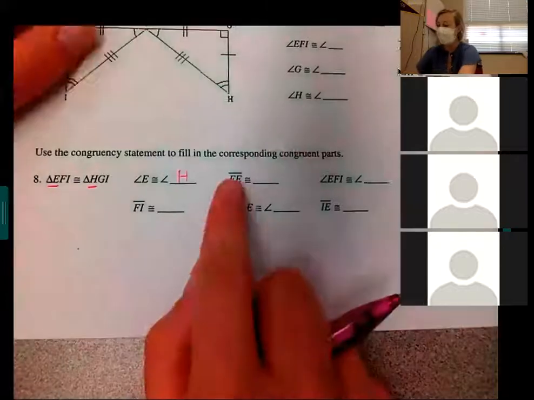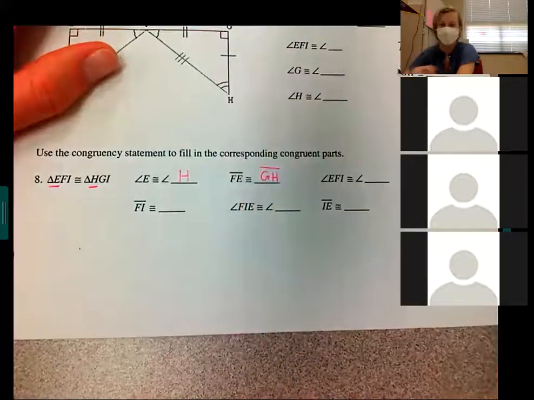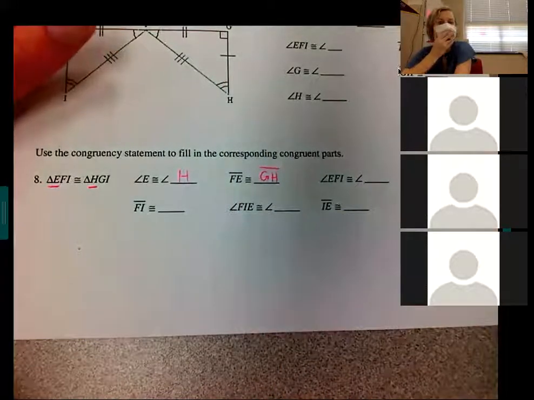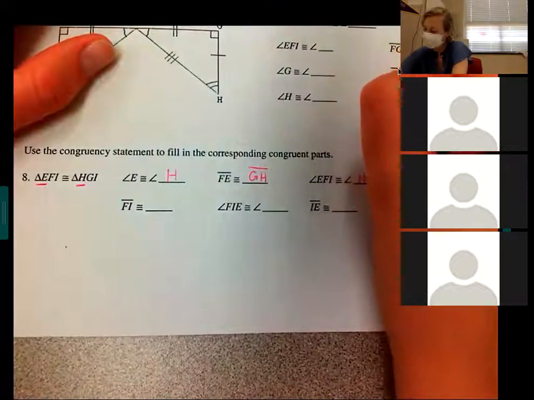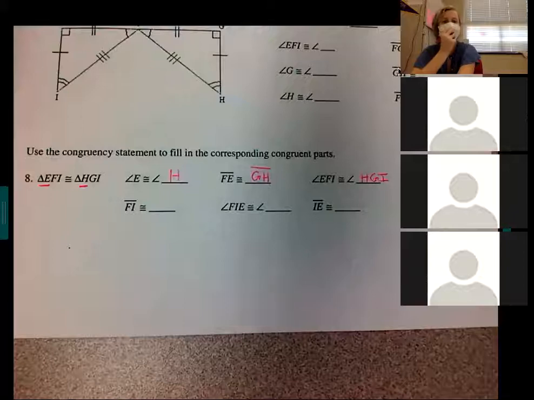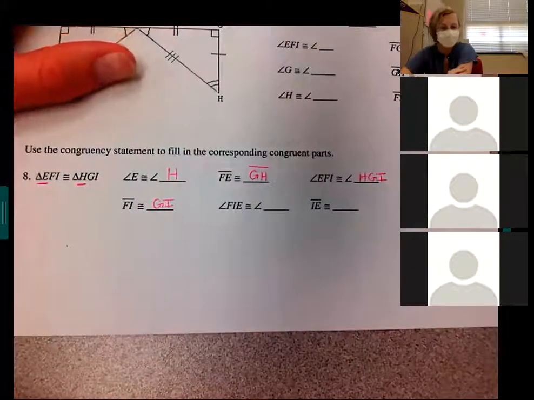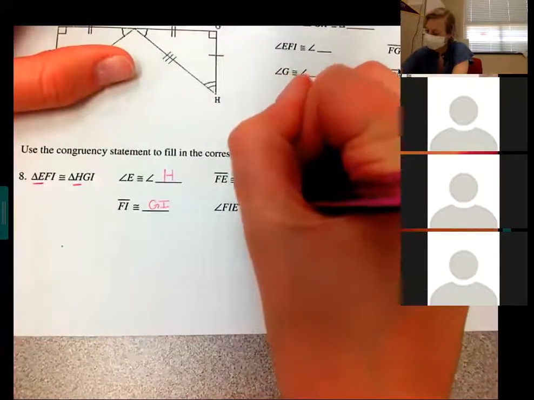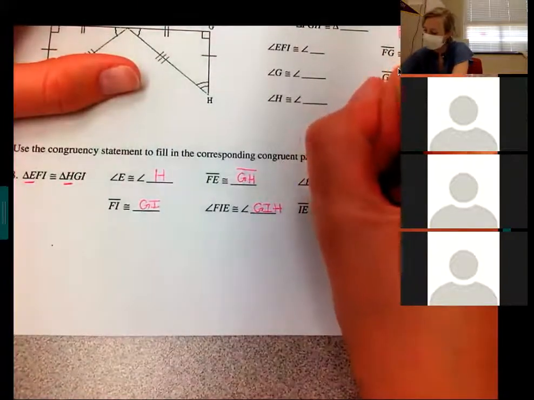What would side FE be congruent to? GH. Good job, y'all. What about angle EFI? HGI. Very good. If somebody doesn't get it, I need you to just say, how'd you get that? Give me something so I know you need help. What would side FI correspond to? GI. Very good. Angle FIE. Good job. And then side IE. IH. Do y'all feel like you could do this?